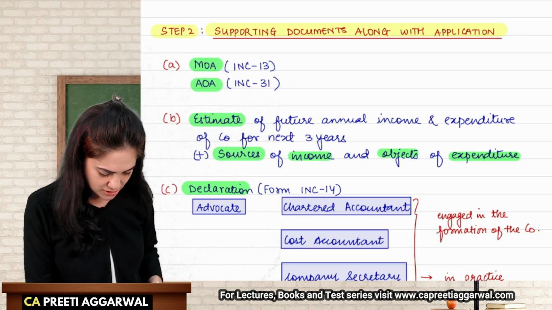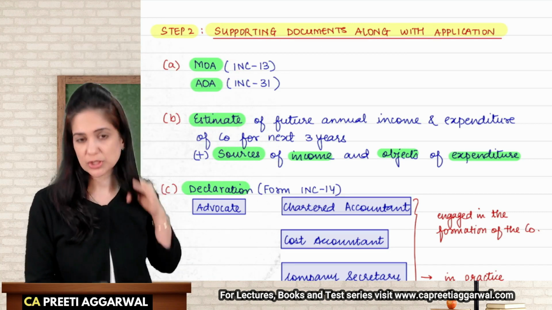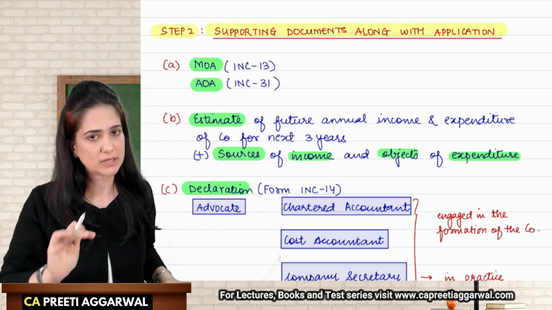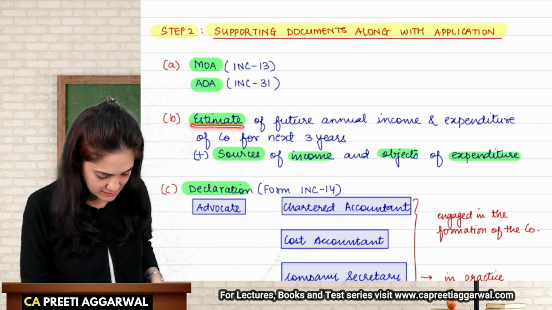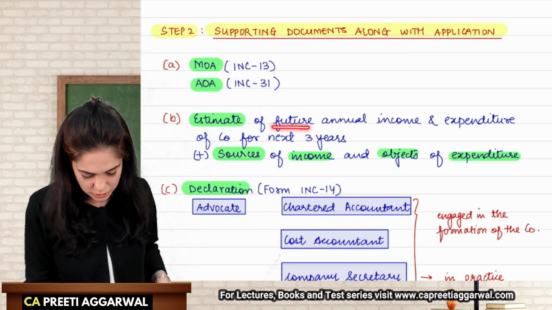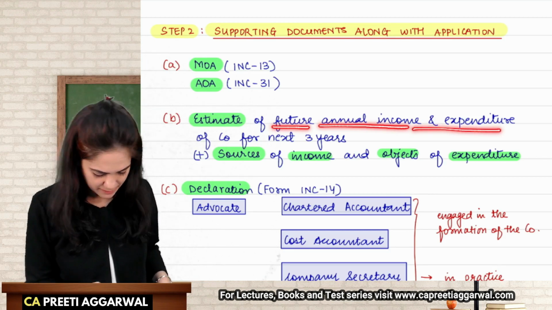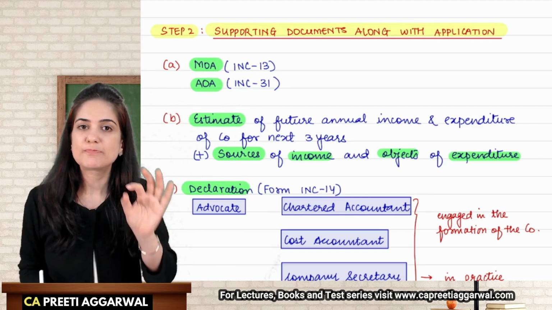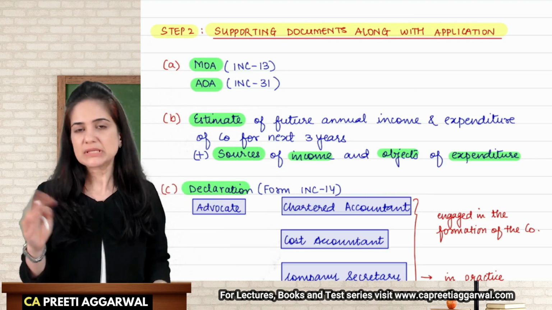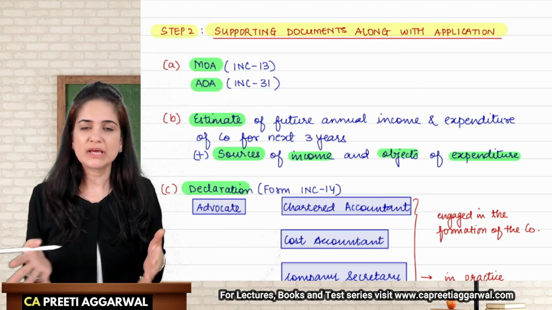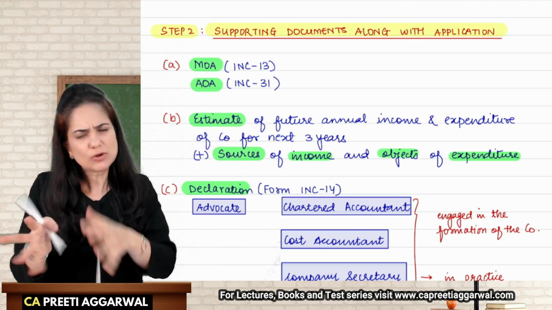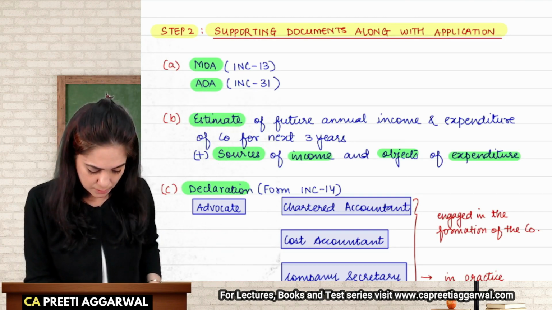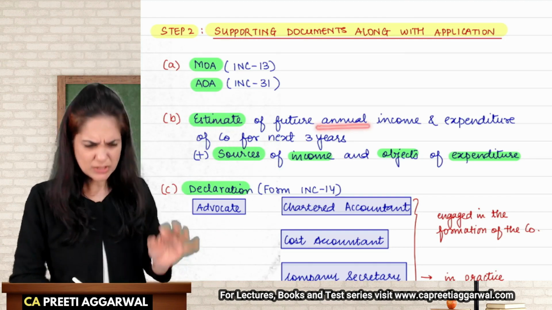These are the supporting documents, we will attach the memorandum and articles of association. Along with this, they also want us to provide an estimate of future annual income and expenditure of the company for the next 3 years. See, we are not using the words profit and loss, because this company is not started with the aim of earning profit. It's a non-profit organization.